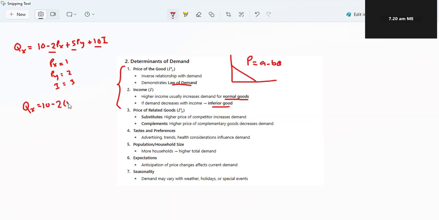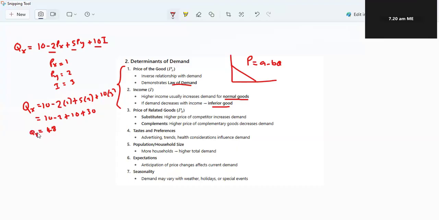2px. Where there's px, we put 1. Plus what? 5py. Where there's py, we put 2. Plus what? 10i. Where there's I, we put 3. So just compute this equation: we're going to have 10 minus 2 minus what? Plus 10 plus what? Plus 8. So what do we have? 40 plus 8, 48. So the quantity is given by 48. That is the quantity of good X.